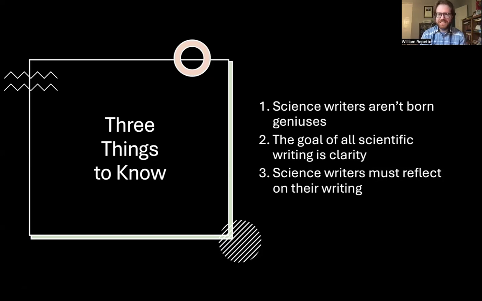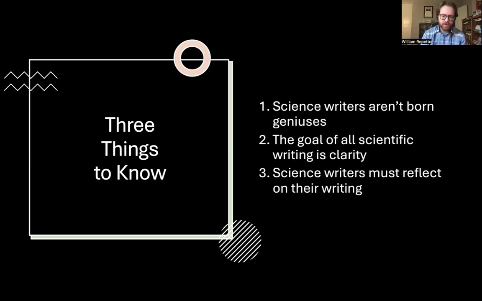He says the goal of all scientific writing is clarity. I'm going to come back to that in just a second because he adds a little depth to that discussion as well. And he says science writers must reflect on their writing. And so I share that to also say, I think tech writers do the same thing. We need to look back on what worked and what didn't work and question why we used contrast and why we used a list and why we use these techniques in order to get better.